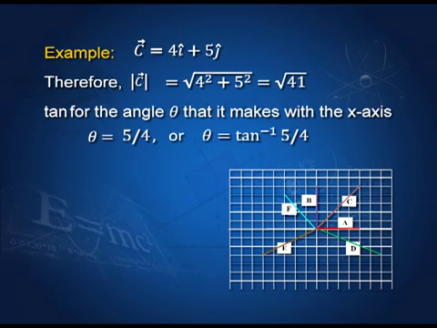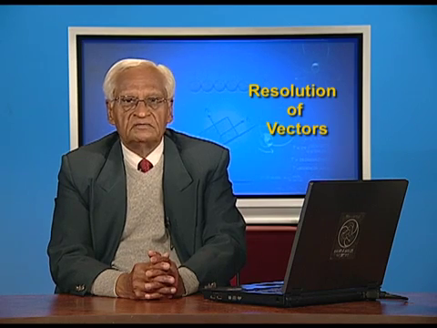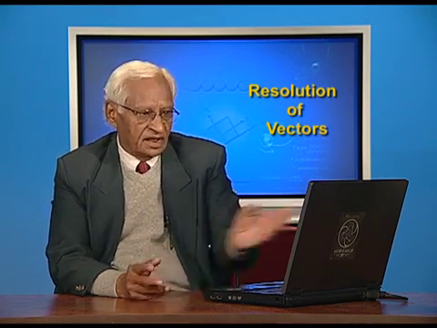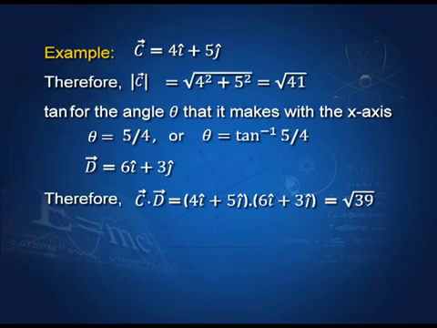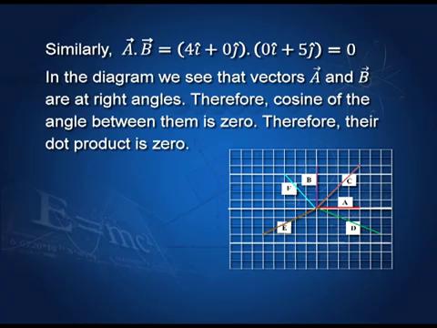Take another example, vector d in the same diagram, and this d is 6 i cap plus 3 j cap, and you can have the product c vector dot d vector and use the rules that I have stated earlier, and you will see that it is the square root of 39. Similarly, you can take a dot b in this diagram. This is for your exercise, and you can see that a dot b is equal to 0.